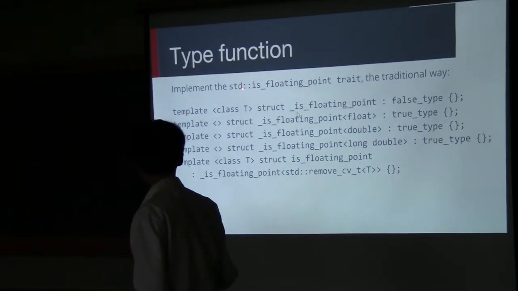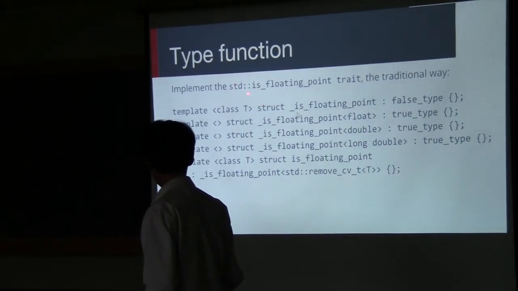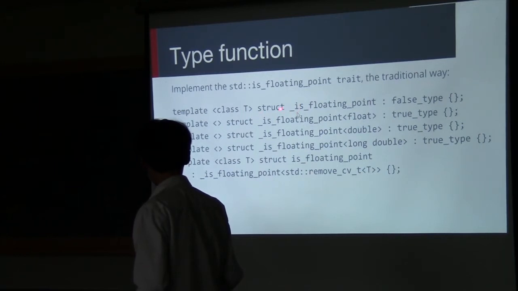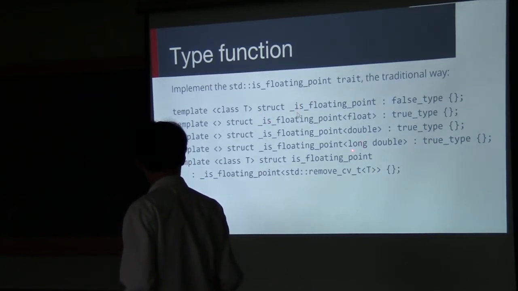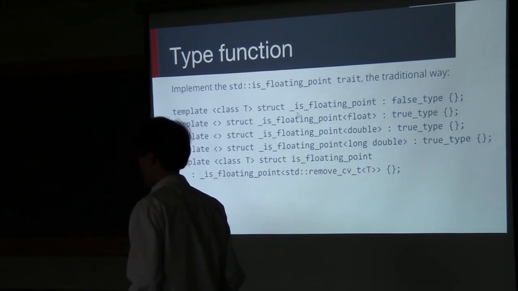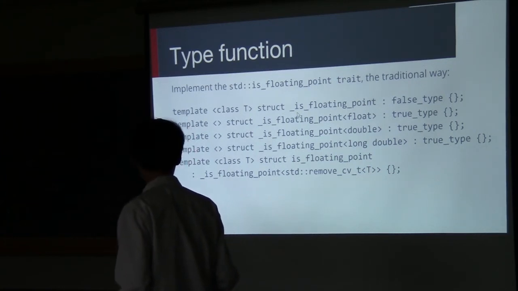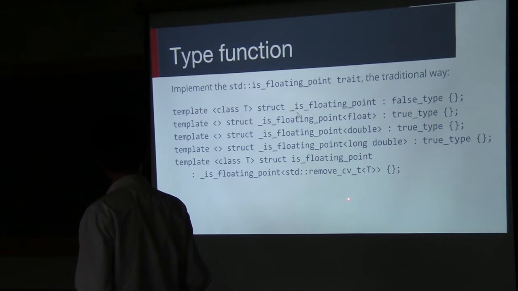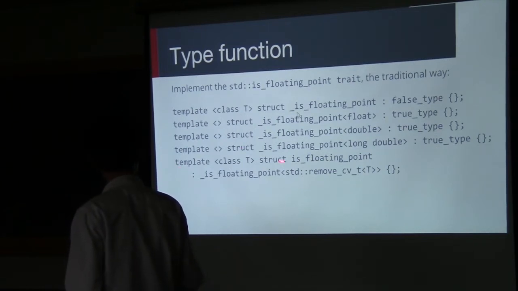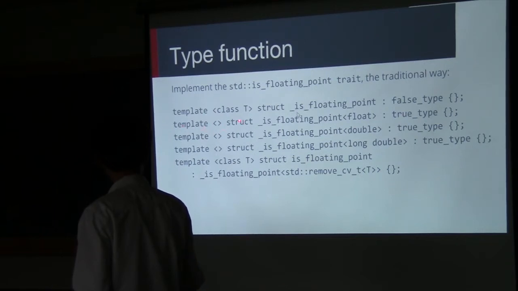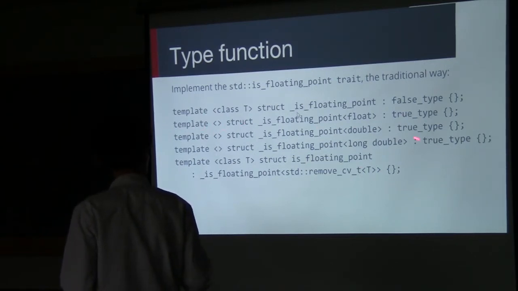So the example is, if you have a trait you want to implement, like is floating point, the traditional way to implement is write a helper, doing specialization on every type you want to do, and finally forward to the helper, removing the cv qualifier, so that you don't need to specialize for const volatile again three times. So this is already kind of compact, but you see there is a lot of boilerplate code here, like templates, structs, all of those helper names.